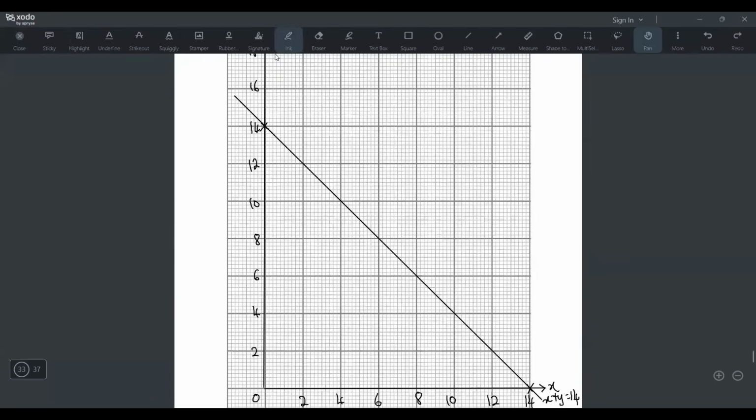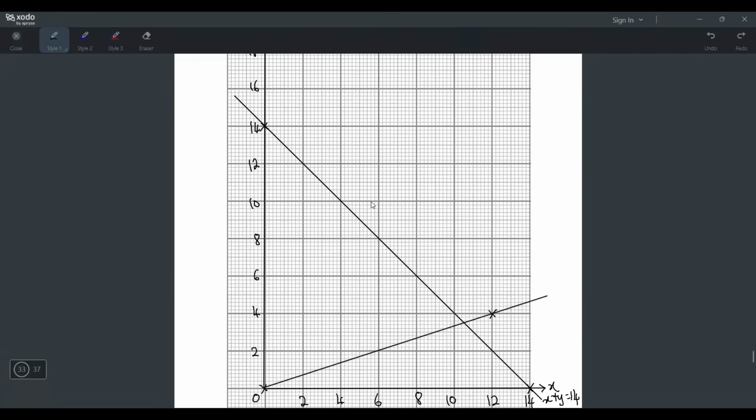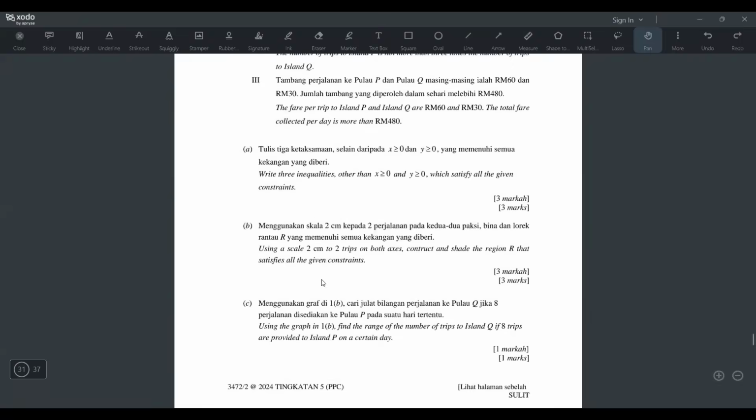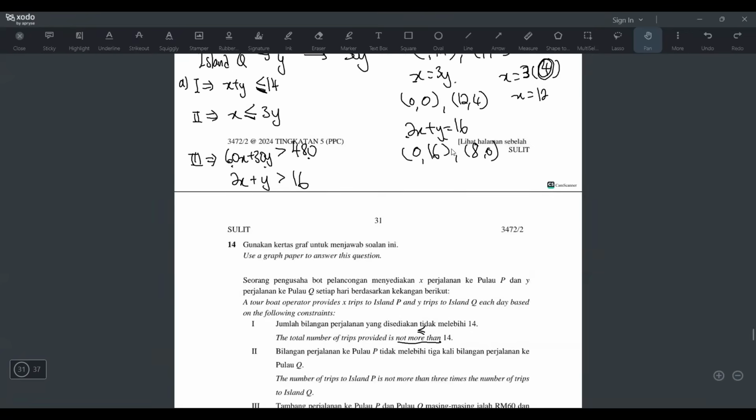So 0, 0 dekat sini. So letak point sini. 12, 4 is dekat sini lah. 12, 4. Right? And it's also solid line. So just draw a solid line. Okay, done. Make sure you write the equation. X equals 3y. Okay, my last line, let's go back and see what's the coordinate. So it has to join 0, 16 and 8, 0.